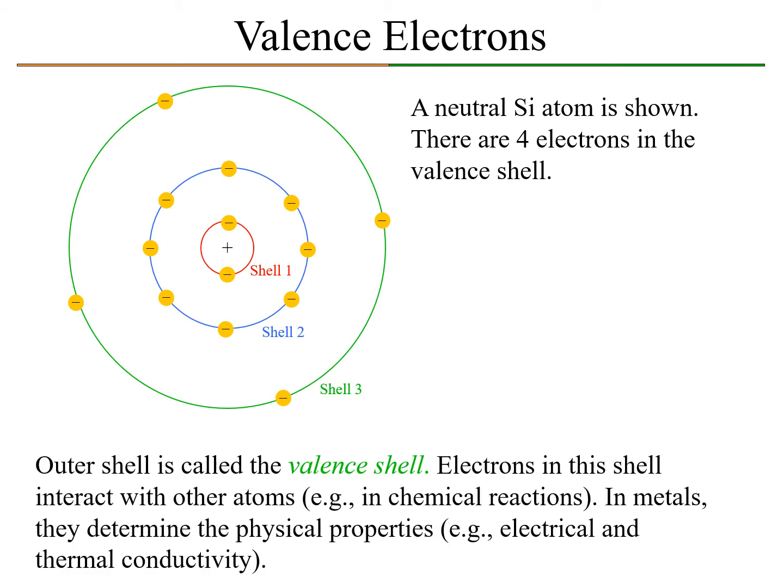Again, the outer shell is called the valence shell. Electrons in this shell interact with other atoms, for example, in chemical reactions. And in metals, these valence electrons determine the physical properties, for example, the physical properties of electrical and thermal conductivity.